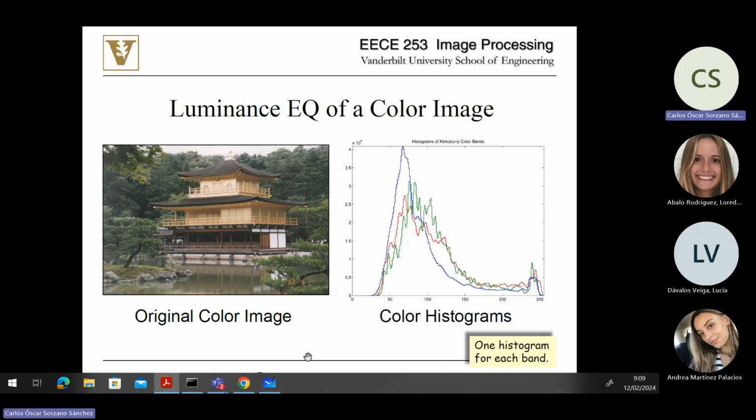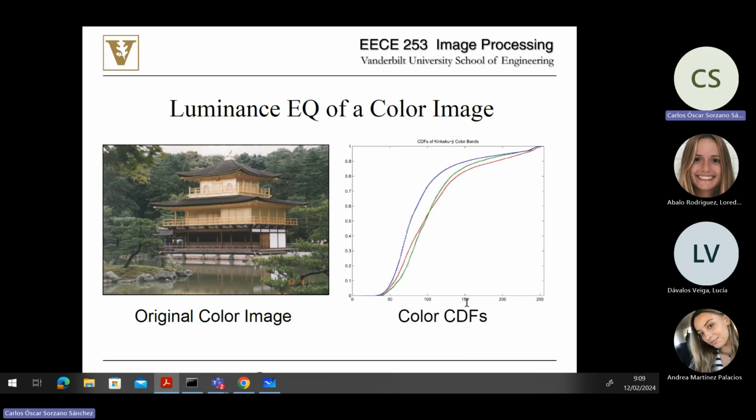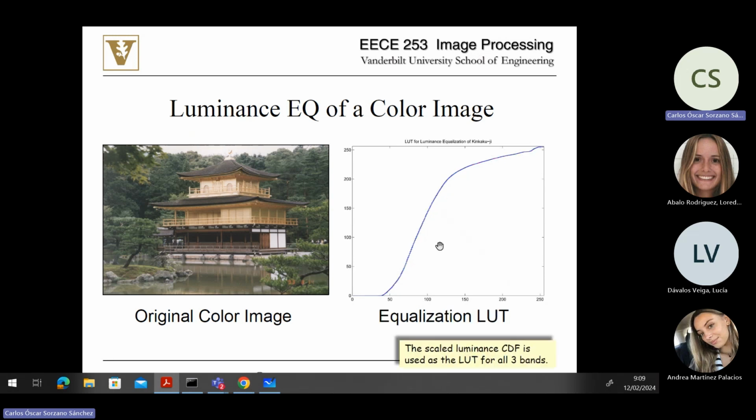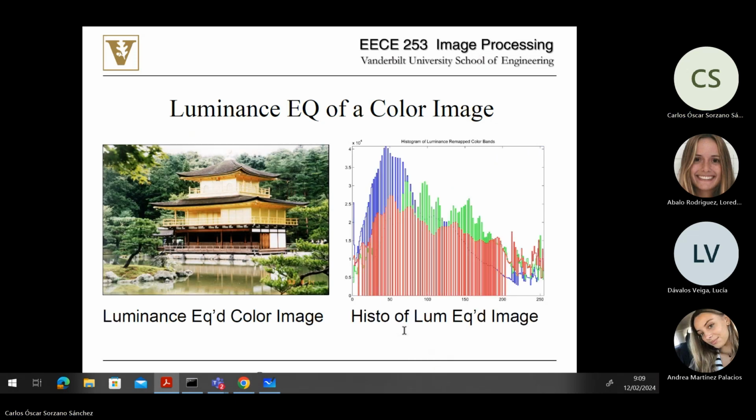Okay, but we can do something else. Before, each channel was processed with its own CDF. These are the color CDFs. Now, what if I take the luminance? I use the CDF from the luminance, and I apply it to the 3 channels. And this is the result. I don't mean that this is better, but now at least the relative colors are distorted in a different way.